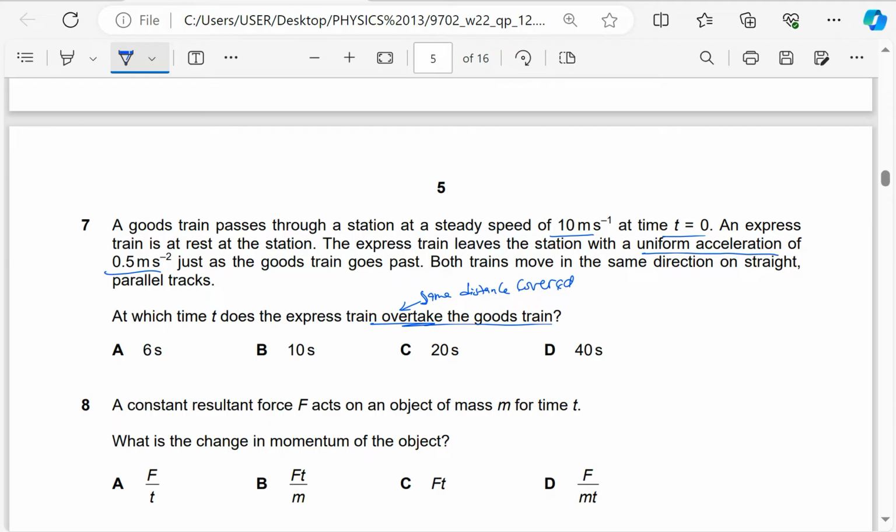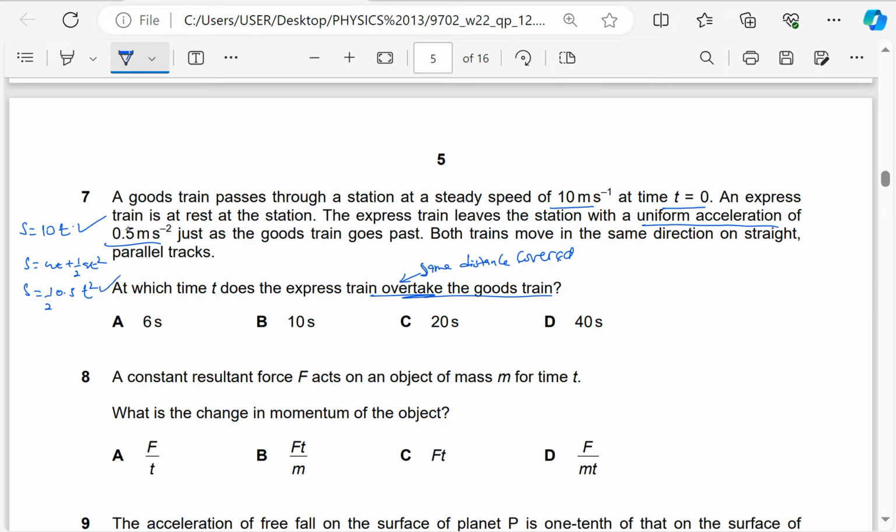So I will start with the goods train. So S equals ut plus a half at squared. Because it was moving at a constant speed, for it, S is going to be 10 times the time it takes. I will call it t. Then that is for the goods train. Then for the other one, which was moving at a uniform acceleration, I will use the equation of motion, S equals ut plus a half at squared. If it starts from 0, then S is equal to a half times this acceleration, which is 0.5, then times t squared. We say they travel the same distance, so I will just equate the two equations.